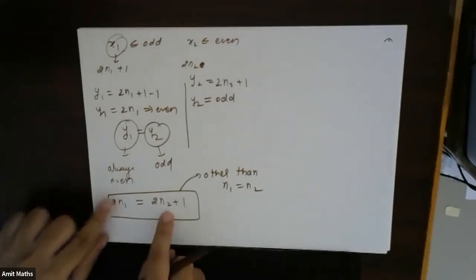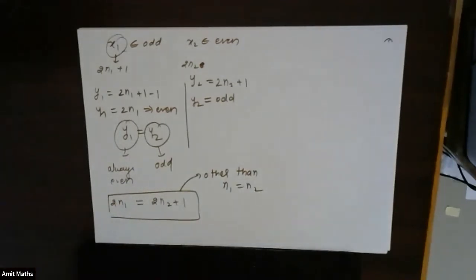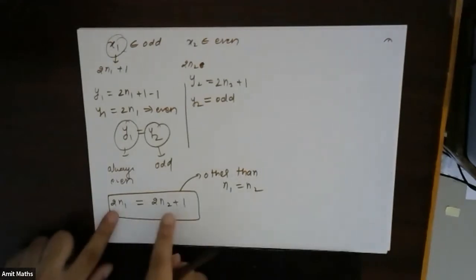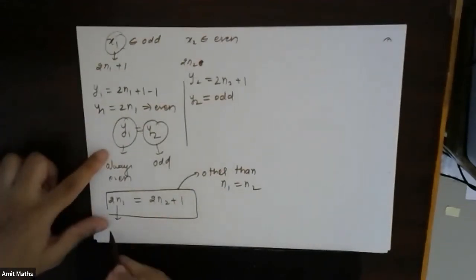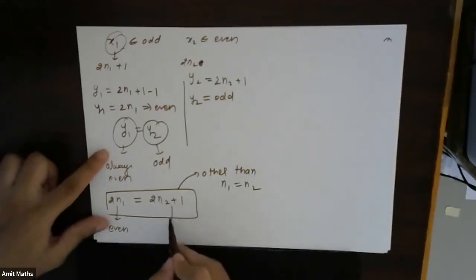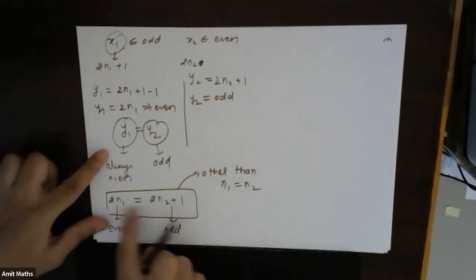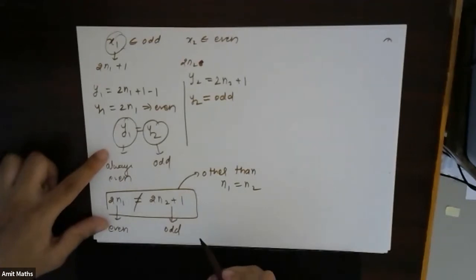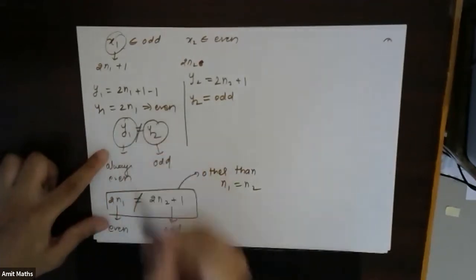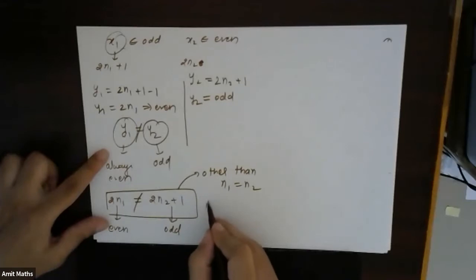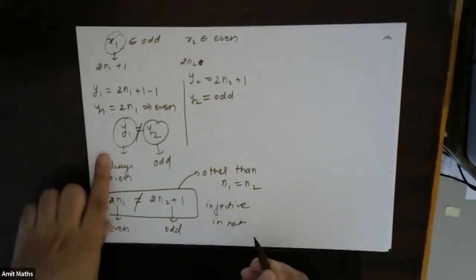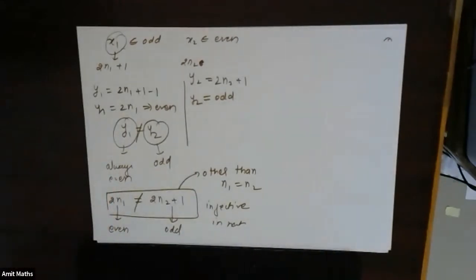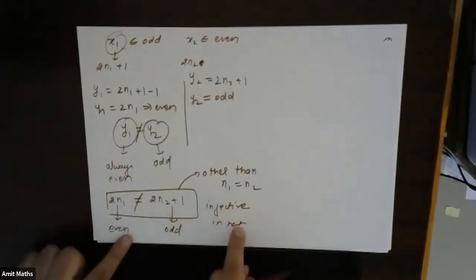We have already seen that the domain of the function is whole numbers. That means n1 and n2 have to be 0, 1, 2, 3, 4 and so on. This everybody understood? On the left side I have even and on the right side I have odd, so for any natural number this is not possible. That means y1 can never be equal to y2. That means this is injective in nature. Everybody understood?